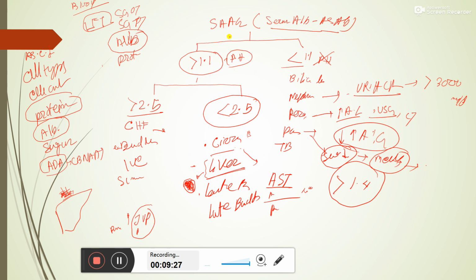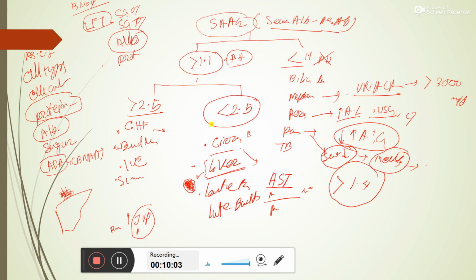So at first we need to get the SAAG ratio. If the SAAG is more than 1.1, then portal hypertension is there. If portal hypertension is there, then we will look for ascitic fluid protein. If the ascitic fluid protein is more than 2.5, there are some differential diagnoses like chronic congestive heart failure, early Budd-Chiari, IVC obstruction, and sinusoidal obstruction.